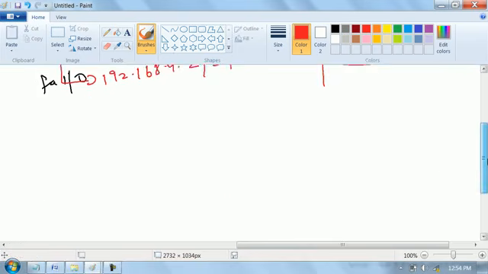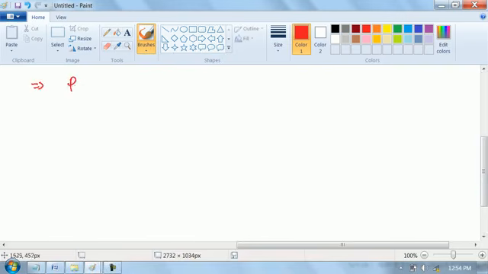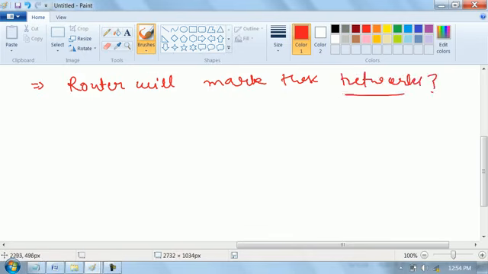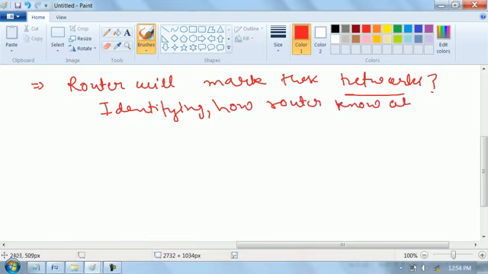Fine. Now what will the router do? The router will mark these networks. What do you mean by marking? By identifying how the router knows about them.